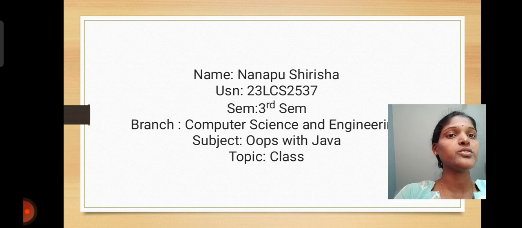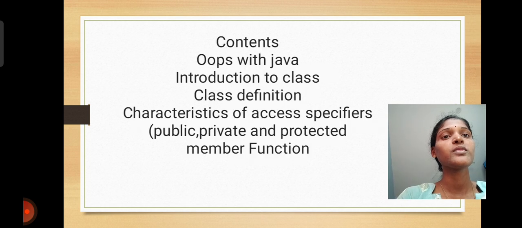Today our subject is OOPS with Java. In this OOPS with Java, we are studying the topic of class. The context: OOPS with Java. Introduction to class and class definition, and we are studying the characteristics of access specifiers: public, private and protected.